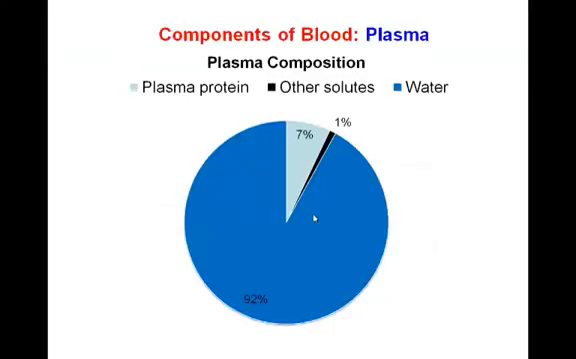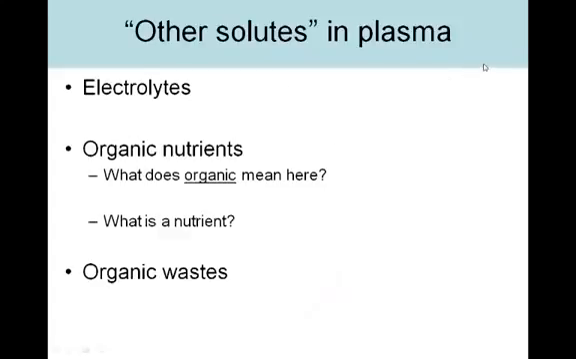So what we're going to do right now is take a look at blood plasma, that 55%. The majority of blood is plasma. And when we look at plasma, we can see that most of plasma, 92% of plasma, is water. So the majority of that is water. But we do have a small sliver of plasma proteins, about 7%, and then something that we call other solutes at 1%. So we're going to start off by talking about those other solutes in plasma.